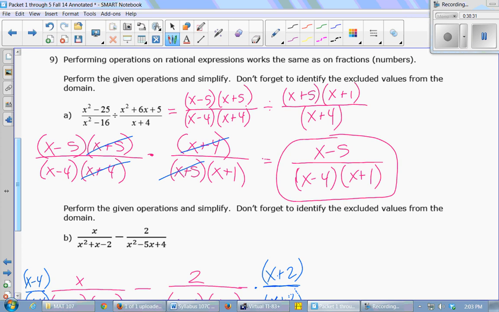You could multiply those together, sure. Yeah, you could FOIL them. Either way that you write your answer would be acceptable. Any questions remaining on how to do that?